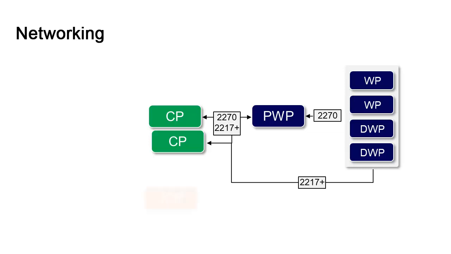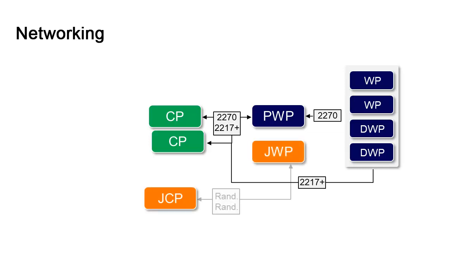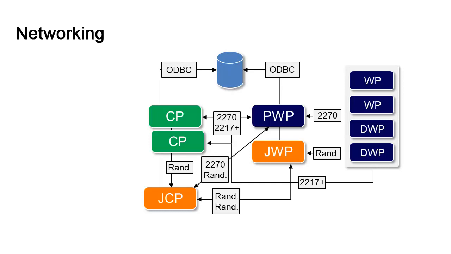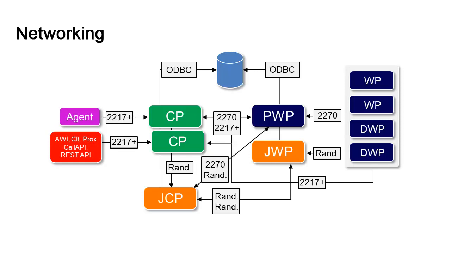To this, we add JCP and JWP and their randomly assigned ports. PWP and CP communicate with both, and they communicate with each other. Everyone talks to the database over ODBC. Finally, the CPs orchestrate communications with external components like the agents, but also AWI, Call API, and the REST API communicates with the JCP over port 8088.